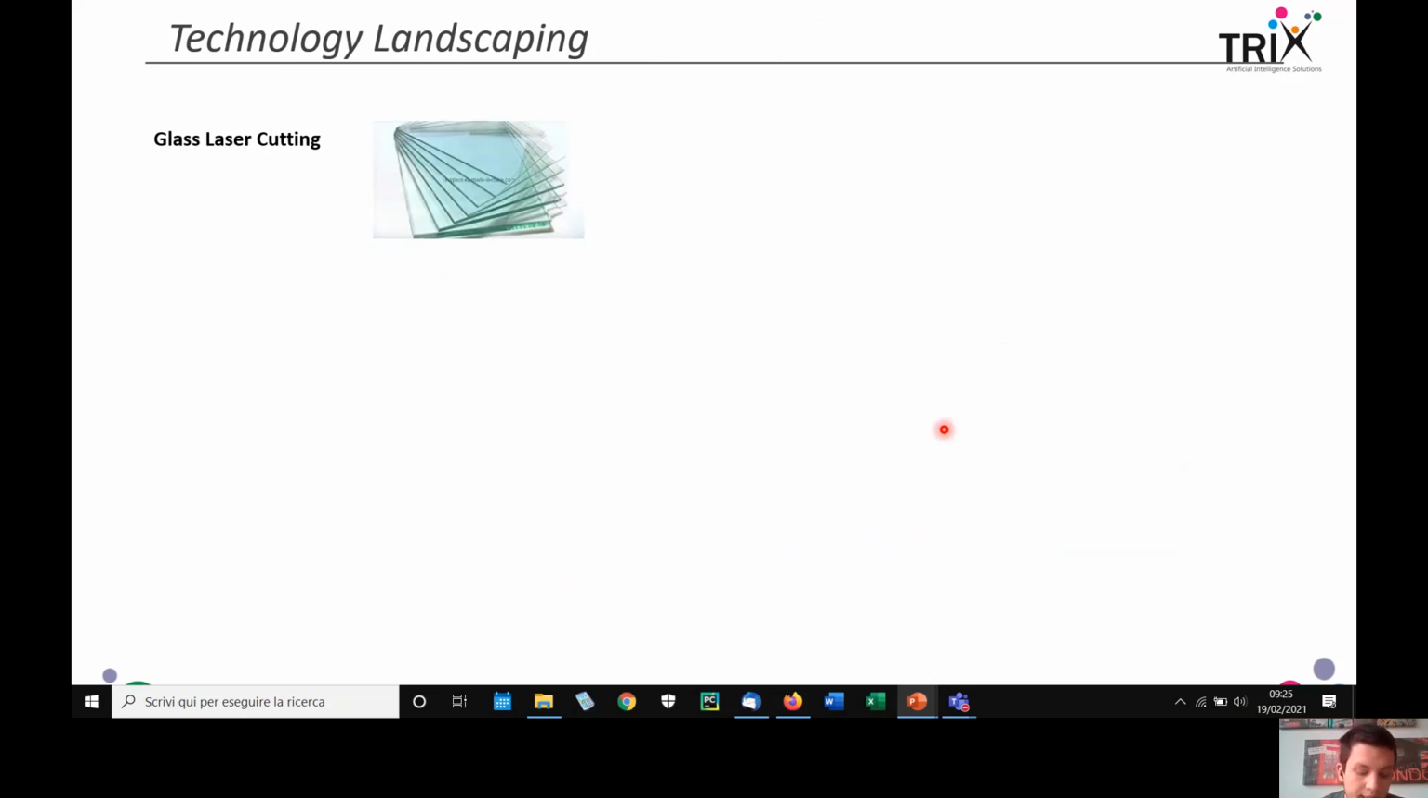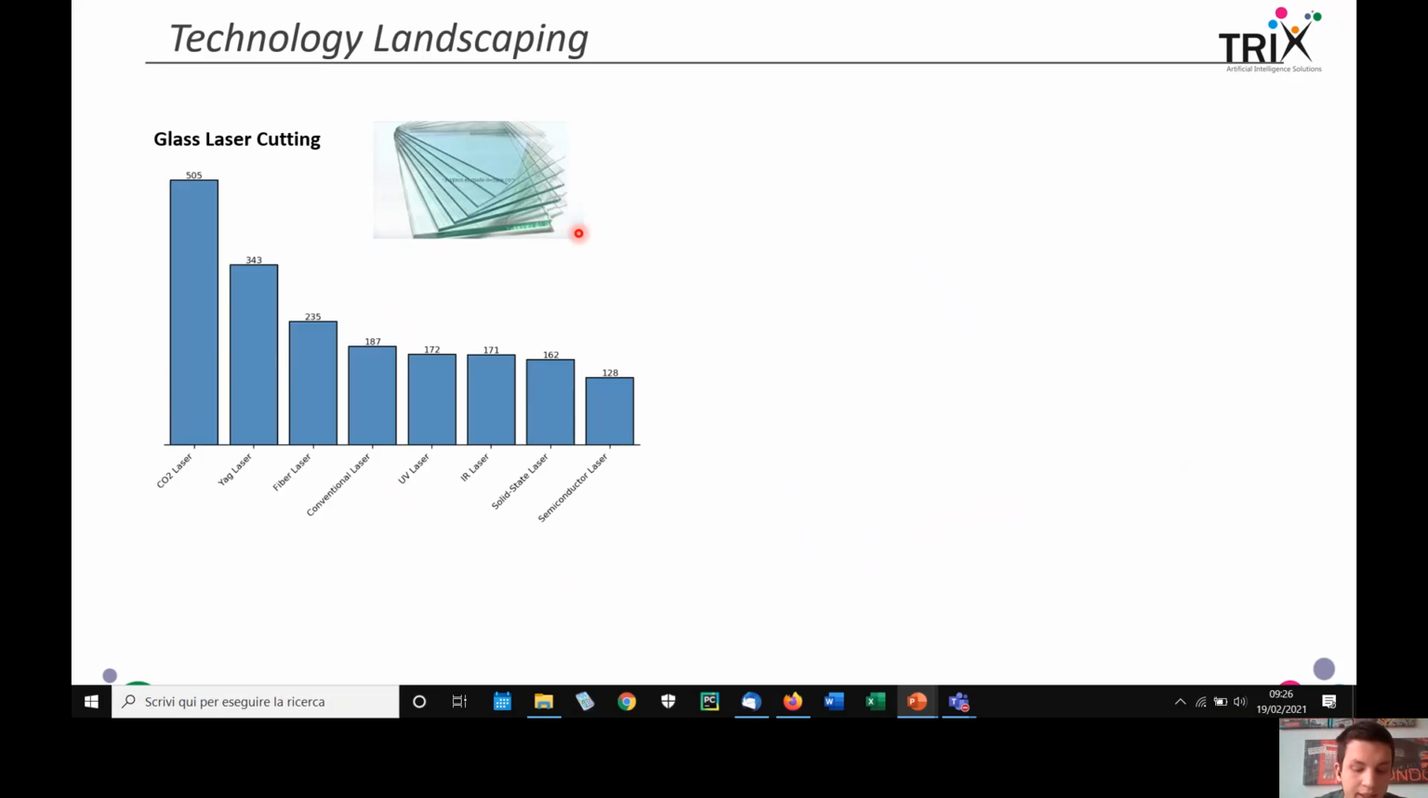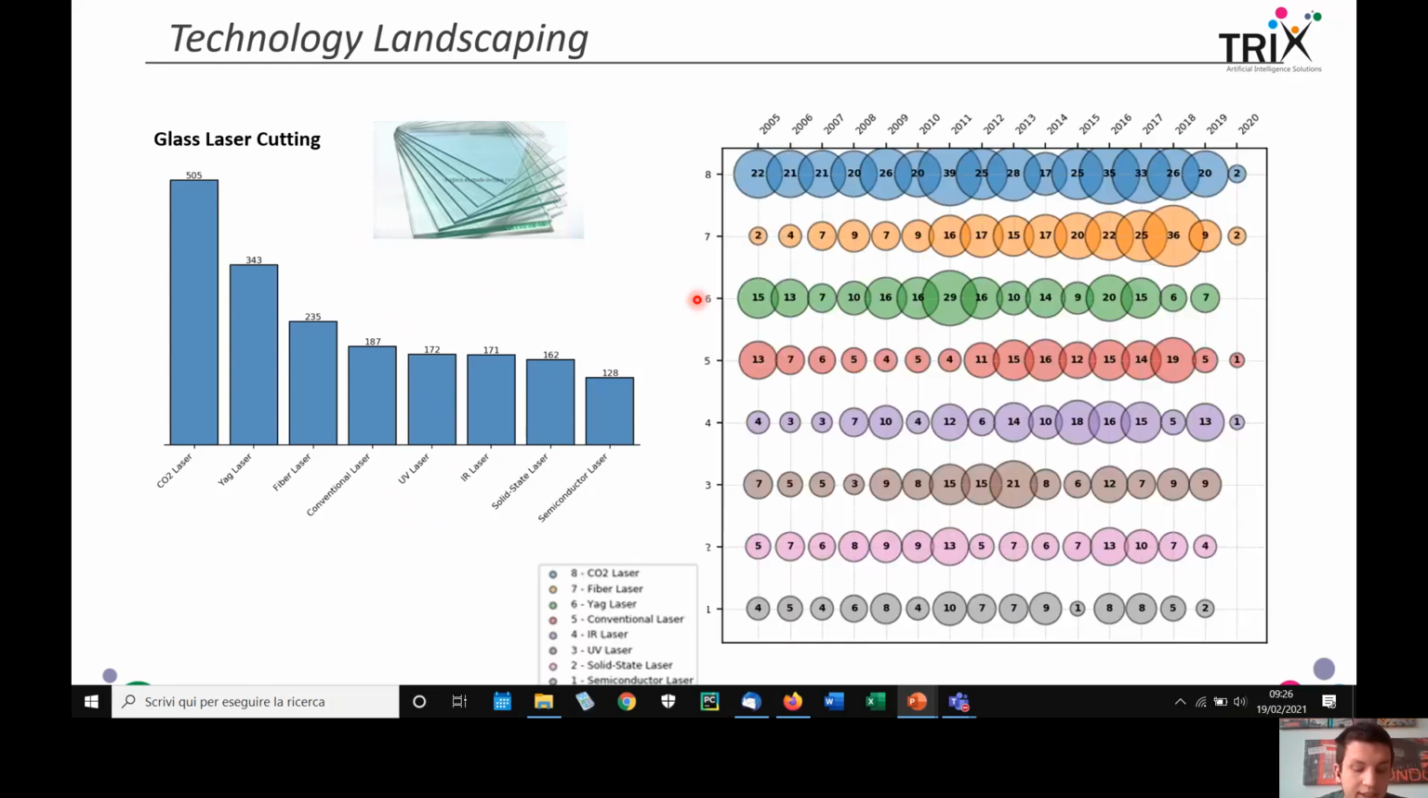To give some examples, in a technological landscape on laser cutting of glass, I want to look for the types of laser and their statistical and time trend. I can identify two types that interest me and analyze them. In this case, I analyze CO2 laser and YAG laser. All of these features are extracted from text and not searched by using a specific query or specific keyword.